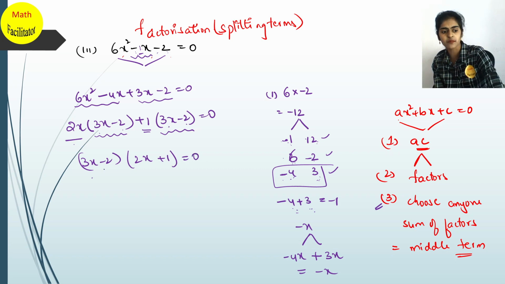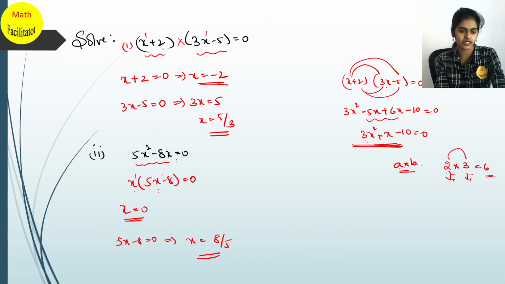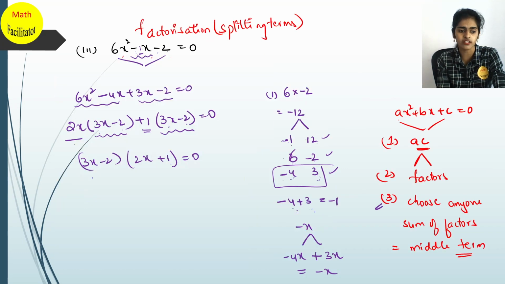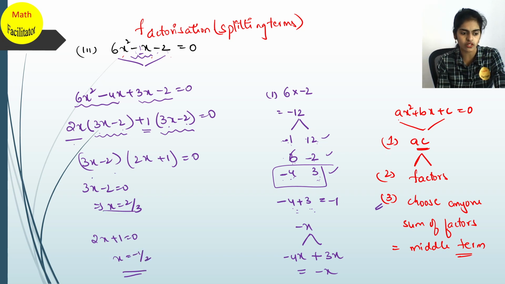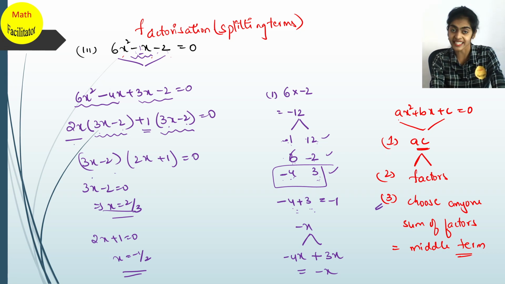Now this is like product of linear factors. ఇలా ఉంది చూడండి. It's like product of linear factors, isn't it? So what you will do, you will equate each of the linear factors to 0. So here you will get x equals 2 upon 3. And if you equate 2x plus 1 equals to 0, so you will get x equals minus 1 upon 2. So these are the two roots of the given quadratic polynomial equation.